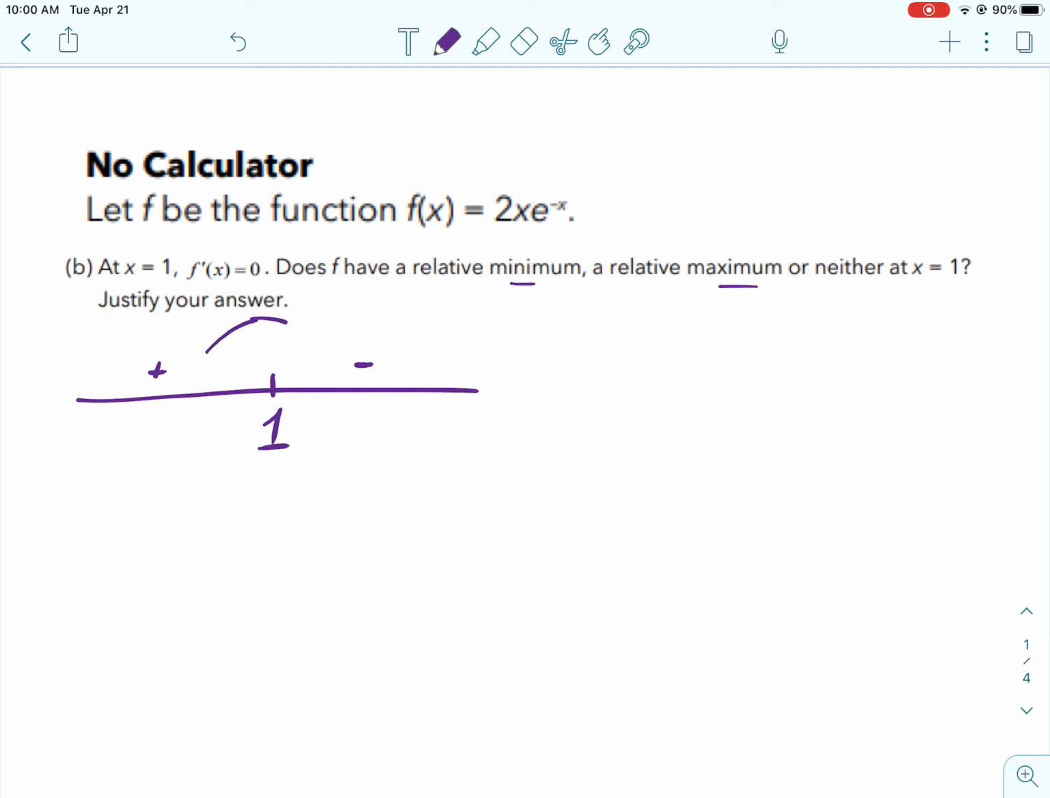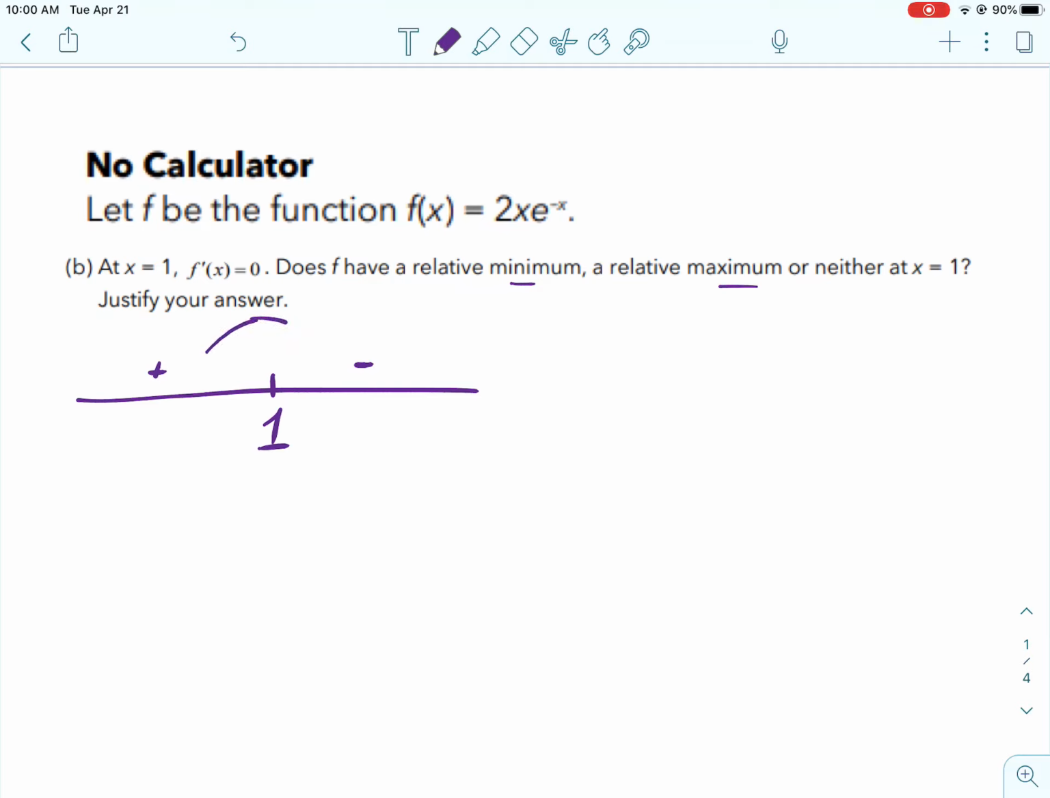And so this is not a good enough justification. So what you would say is f of x has a relative maximum at x equals 1 because f prime of x changes from positive to negative.